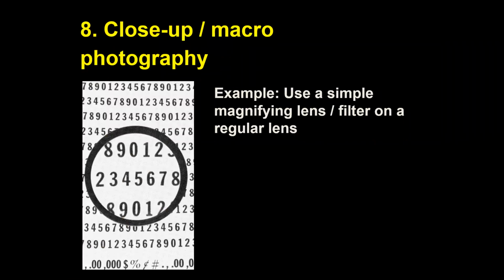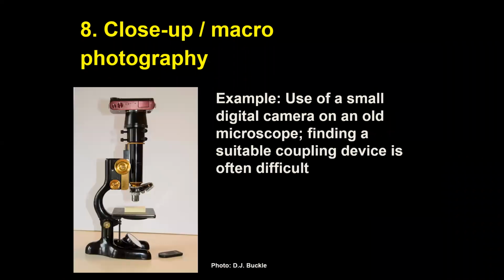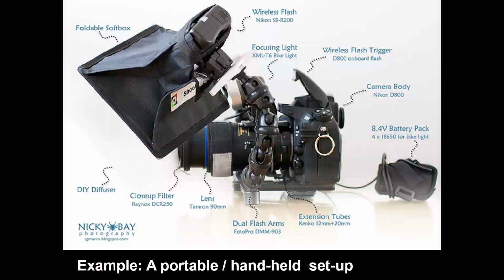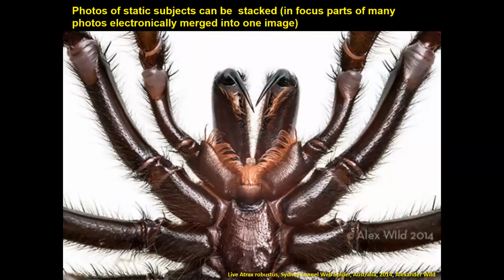So, as I said, you can use a simple magnifying lens to go over your regular lens to get a little bit of magnification, or you can attach it to some kind of microscope. And the big problem with this is actually finding a coupling device that will fit your camera and will fit the microscope. Here's another very complicated handheld device for getting close to, say, insects or flowers.